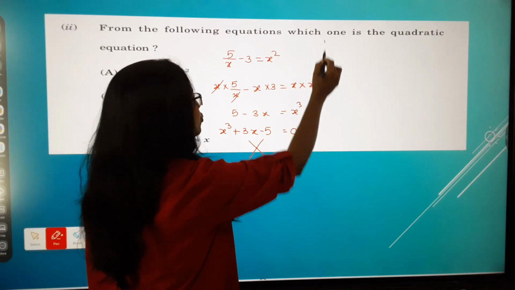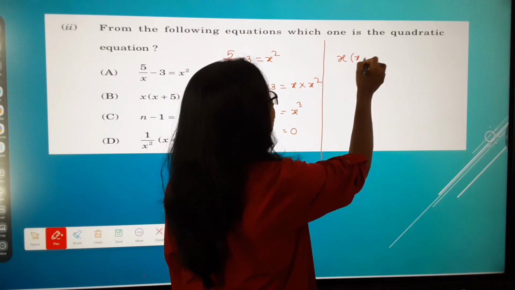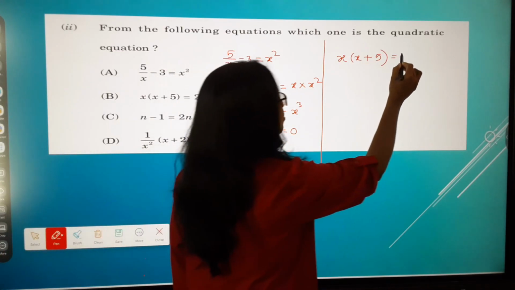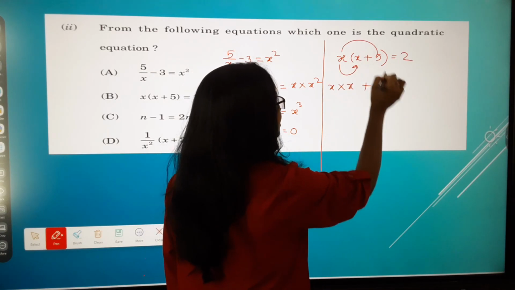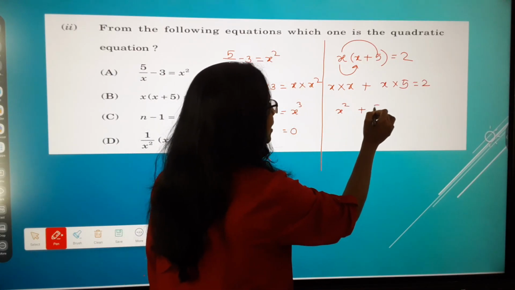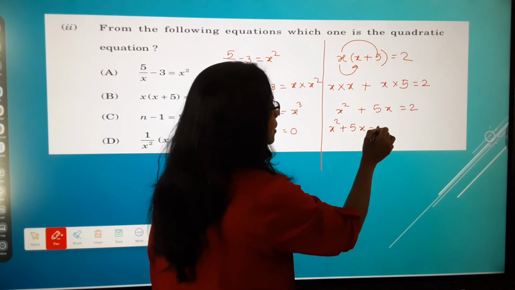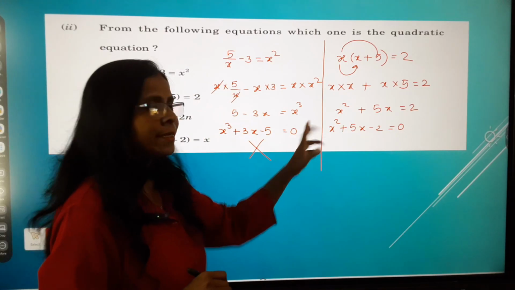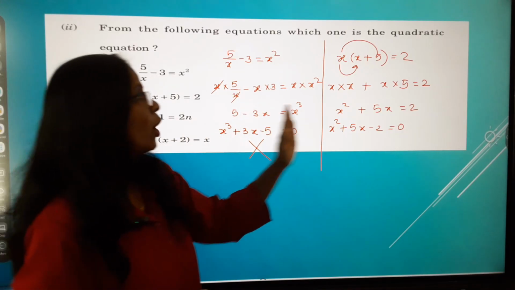Then the second option, students, is x multiplied by x plus 5 is equal to 2. Simplify it: x multiplied by x plus x multiplied by 5 is equal to 2. That means x square plus 5x is equal to 2, so x square plus 5x minus 2 is equal to 0. The highest degree of this equation is 2, which means it must be the quadratic equation.